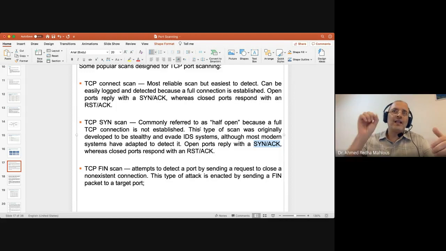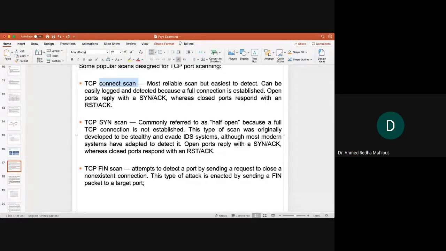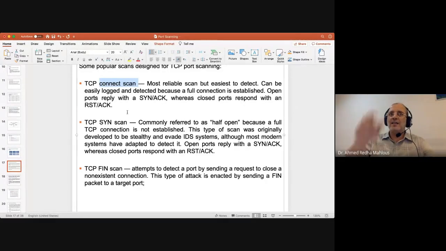It's like you say to someone, Assalamu alaikum, he says wa alaikum salam, and you stop, you don't finish the communication. This is half open, contrary to the connect scan, which is the full three-way handshake. In a SYN scan you send a SYN, and if it is an open port you will receive a SYN-ACK, but you will not reply. If it is closed, you will receive an RST-ACK like here. This is known as a SYN scan.